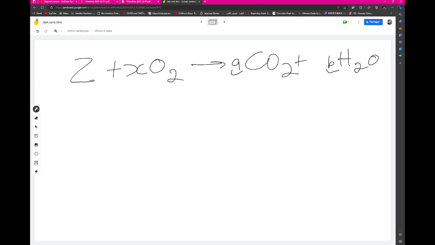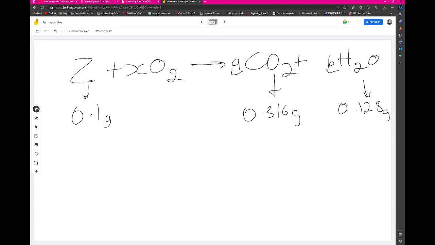So we have to look at this now. We're saying that we have 0.1 mass of Z, and that's a mass, and we say we have 0.316 grams of carbon dioxide and 0.128 grams of water. Now we're probably going to have to find a mole ratio to find out how much oxygen is here and hence what Z is.